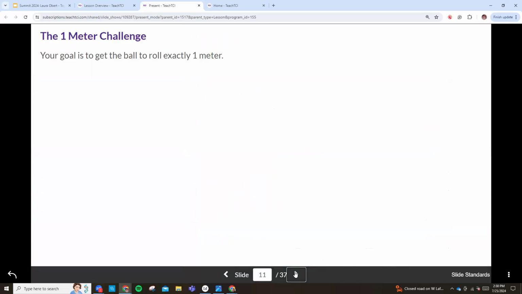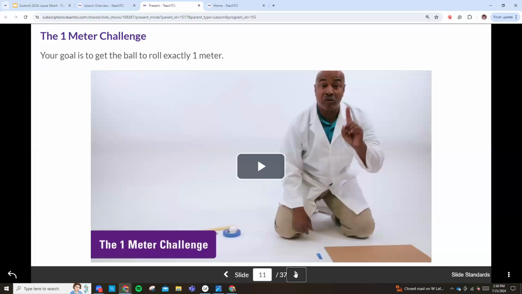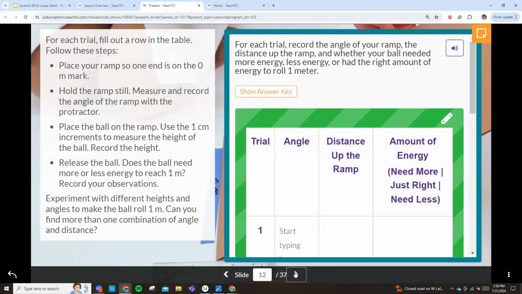What the students are going to be doing is they have a challenge and a goal: using the ramp, they have to get the ball to stop at exactly 1 meter. Now, I am super strict with my kids when I do this. It can't be just a little bit shy of that tape mark, and it can't go just a little bit over. It has to be right on that 1 meter tape mark.